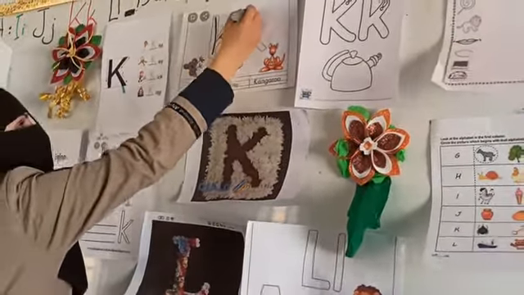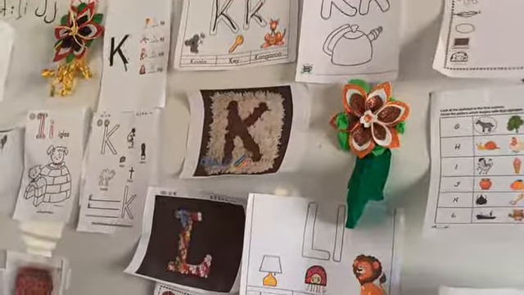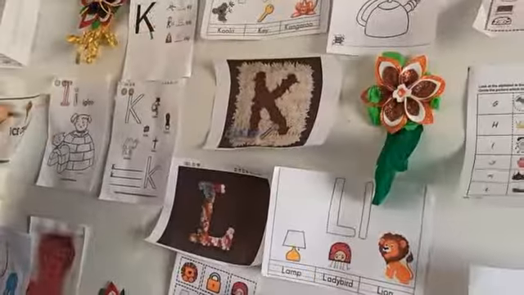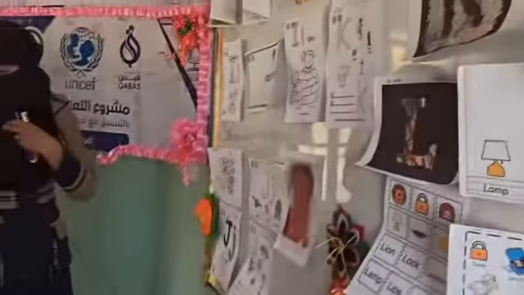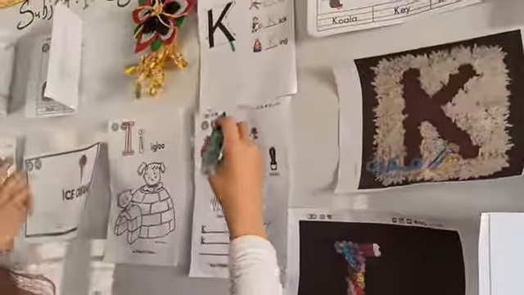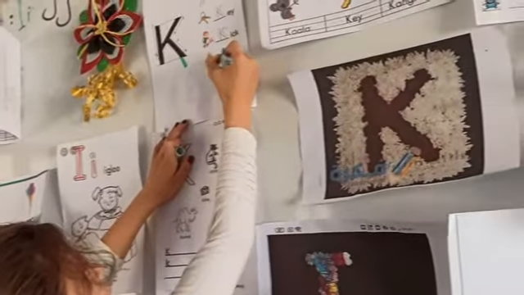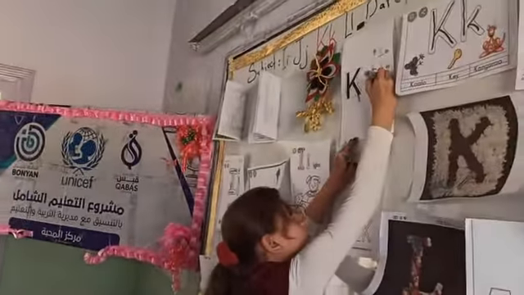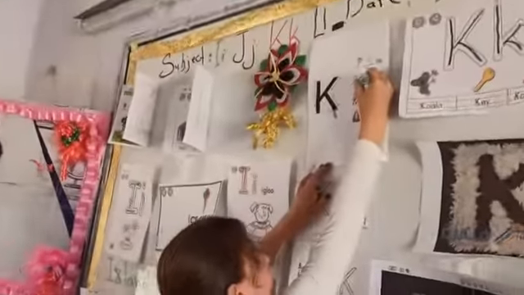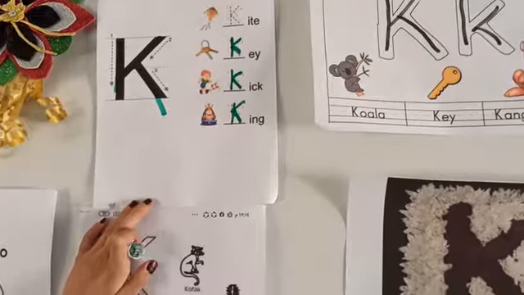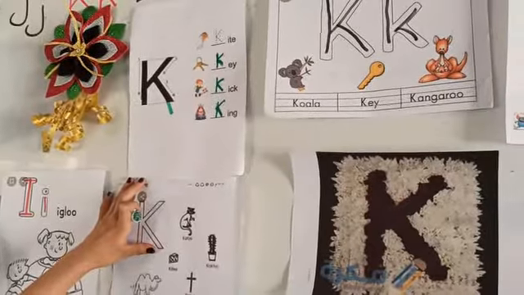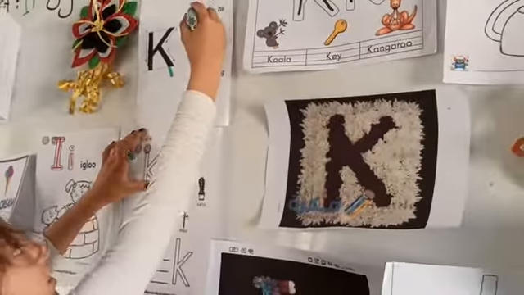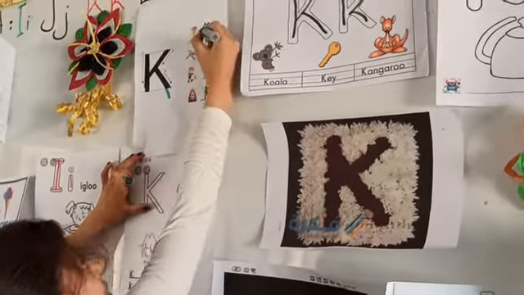Uppercase K and lowercase k. Now who will trace K in the beginning of this word? An'am, trace K here and write this word. Can you read these words? Kite. Key. Cake. King. Thank you.